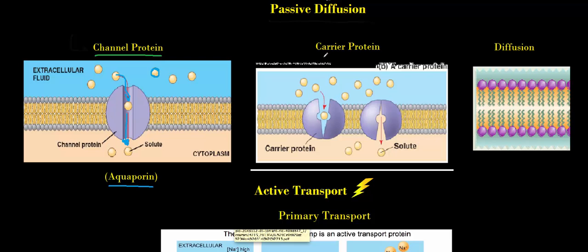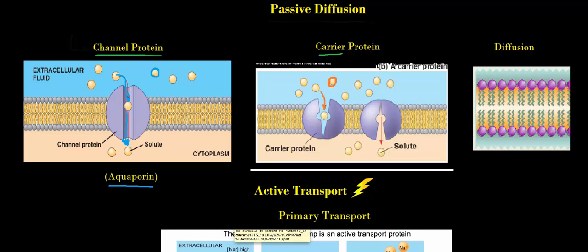Carrier proteins do just as their name implies again. They carry the protein across from one side to the other. So let's pretend we have some sodium ions here that are trying to get across the cell membrane, but they can't because they're charged ions.